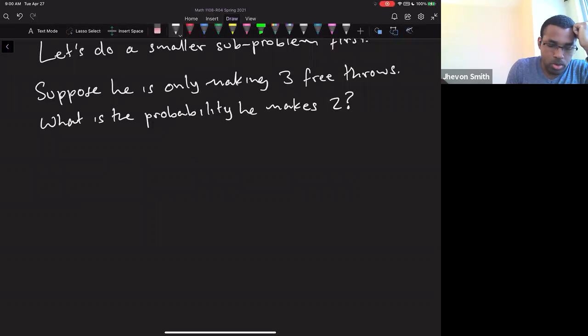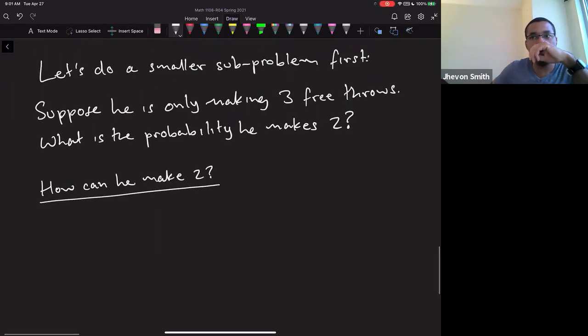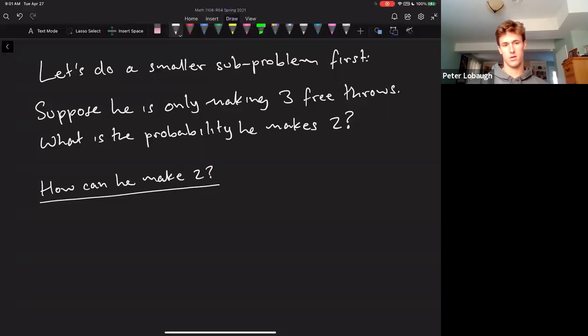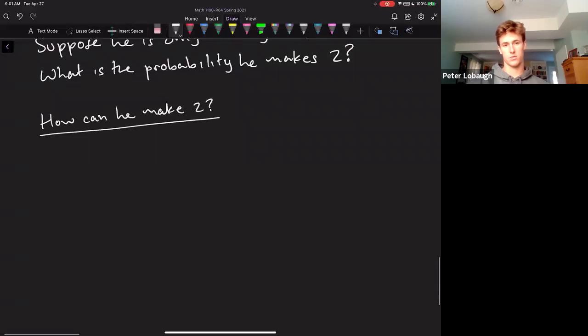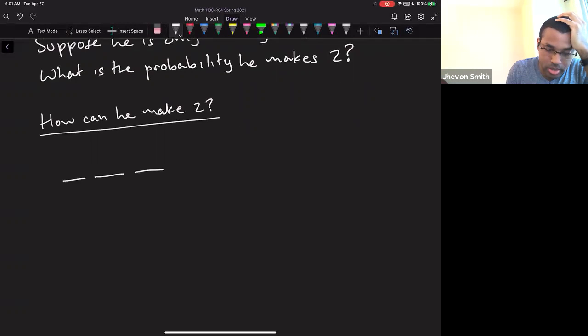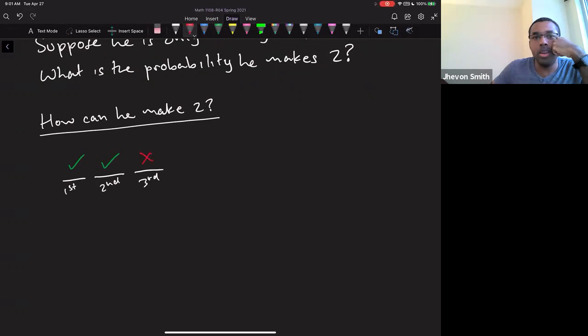Well, maybe you want to start talking about, well, how can he make 2? Tell me about the scenarios. Like, what is one way that he can make 2? You can make the first one and the second one. Right. So you first have these stages. You have the first, the second, the third attempt, and he can make this one and this one, but miss that one. What is the probability that that will occur?